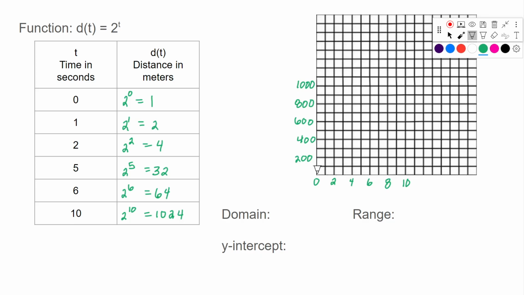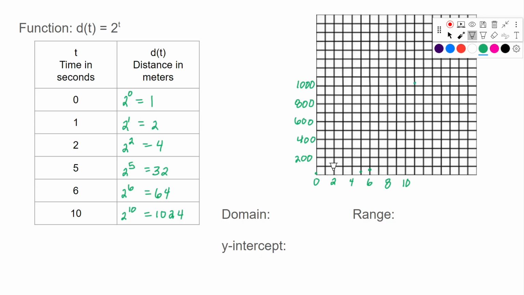And we know that at 0 seconds we were at 1. At 2 seconds we weren't much higher. 5 seconds was at 32, so a little bit higher. Oops, I need to make sure I'm at 5 seconds here. 5 seconds was at 32. 6 seconds was at 64. 10 seconds takes us clear up to the 1024.